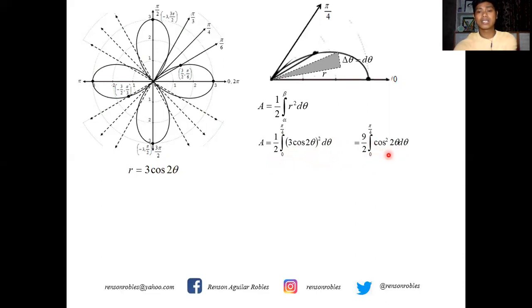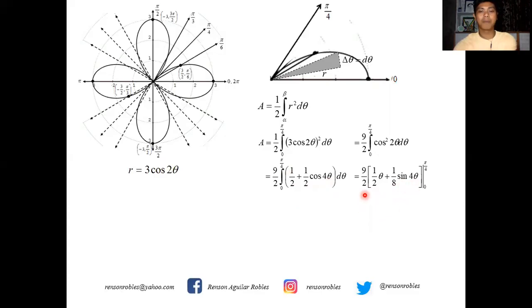Since we do not have any direct formula to find the integral of cosine squared 2 theta, we use the identity 1/2 plus 1/2 cosine 2 theta. In this case, cosine squared 2 theta will become 1/2 plus 1/2 cosine 4 theta. And then you copy 9 halves, and the integral is evaluated from 0 to pi over 4. So integrating, you have 1/2 d theta is 1/2 theta. And then the integral of cosine 4 theta is 1/4 sine 4 theta times 1/2. It will become 1/8 sine 4 theta. And then you copy 9 halves in front.